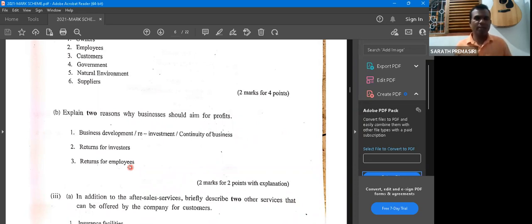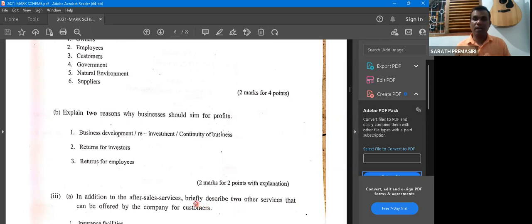Right. Then now let's look at that question. In addition to the after-sales services, briefly describe two other services that can be offered by the company for customers.